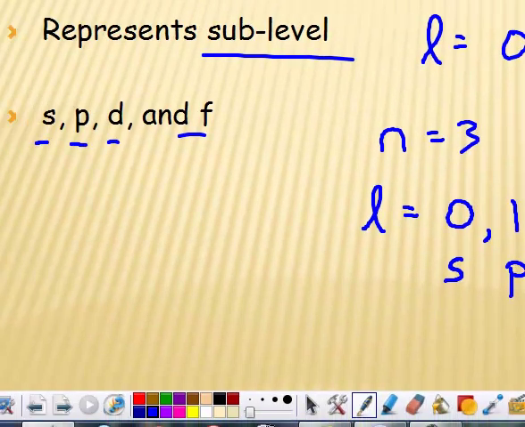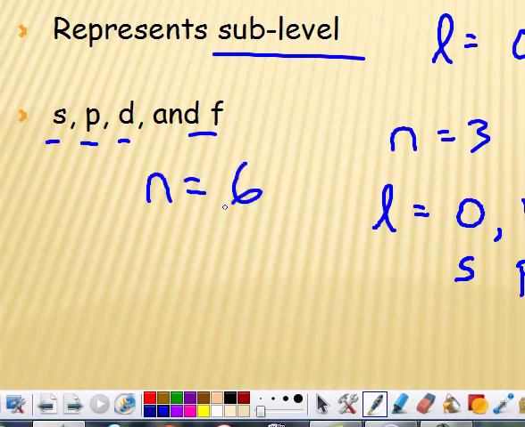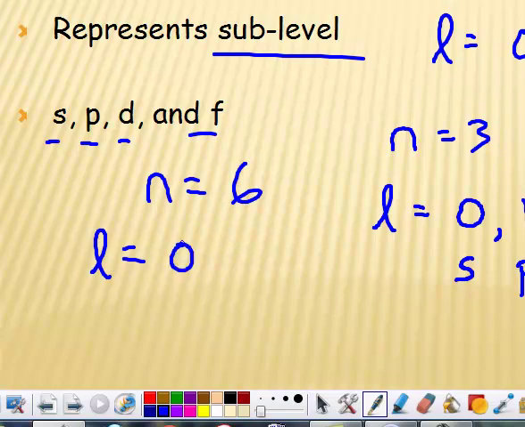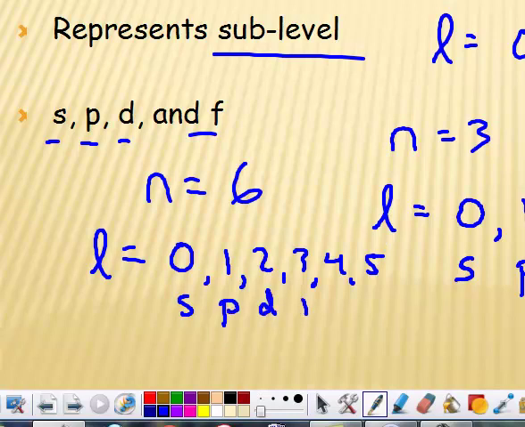Let's go back to, let's say, n equals 6. If n equals 6, or in the sixth energy level, L equals 0 to n minus 1, so 0 to 5. These correspond to S, P, D, F, and if you recall from there, we start going alphabetical.